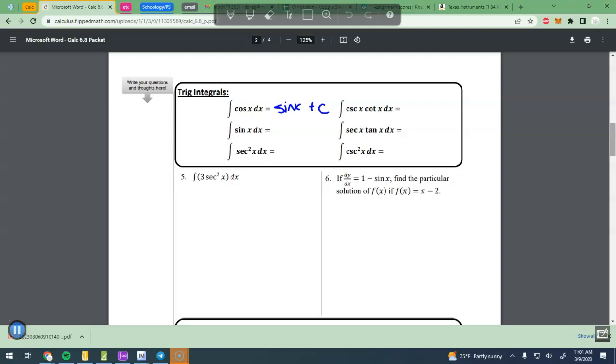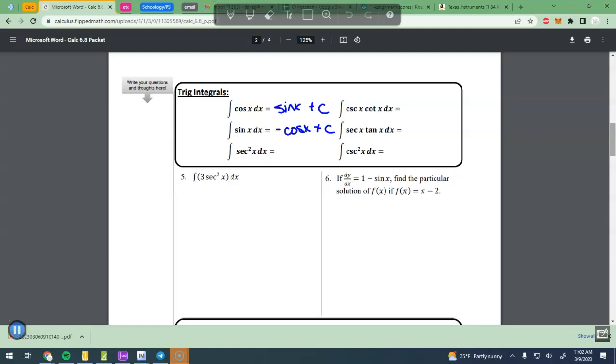I said minus cosine. It does get weird because the derivative of sine is cos, but the derivative of cos is negative sine. So what's the derivative of sine? Cos. What's the integral of sine? Negative cos. That little difference between the plus and the minus can definitely be confusing.